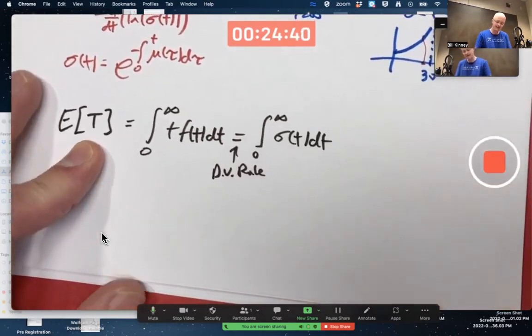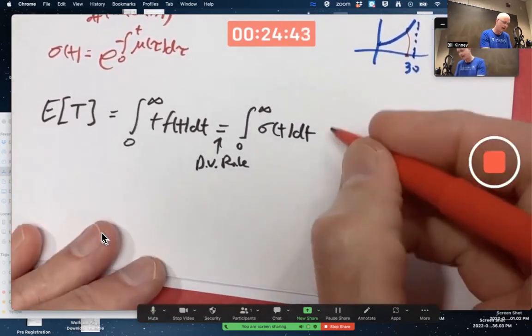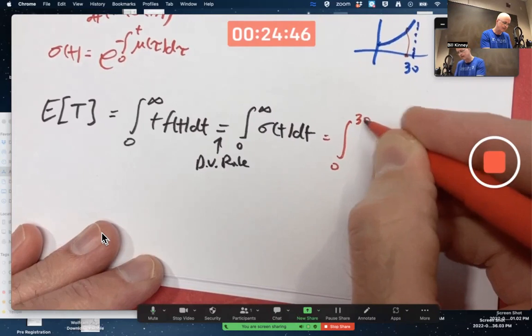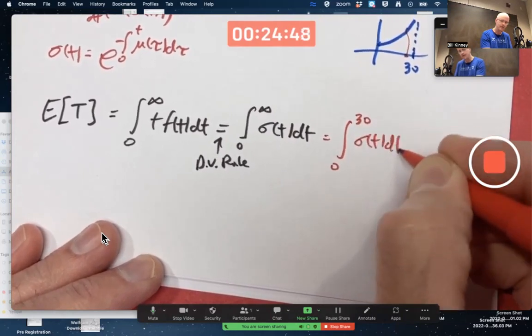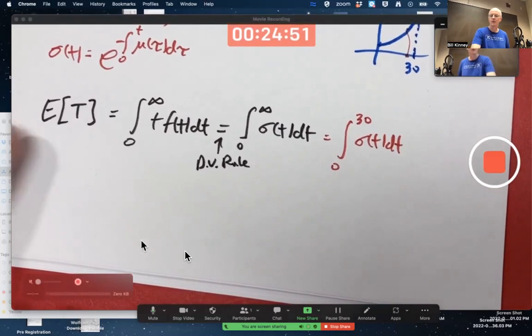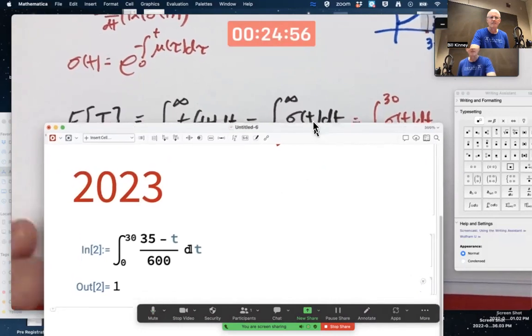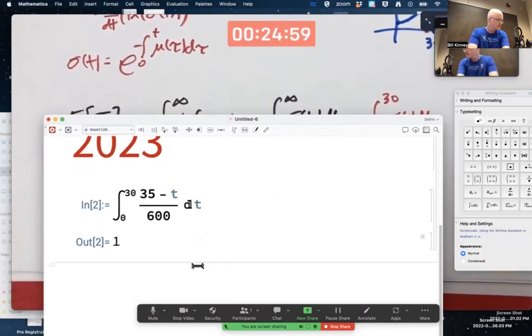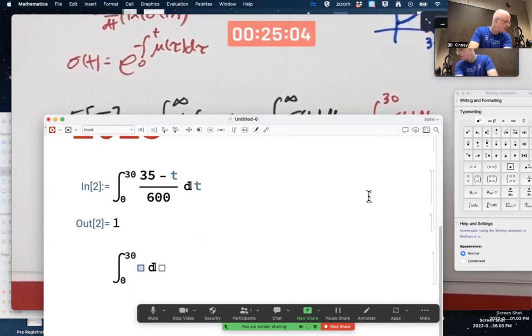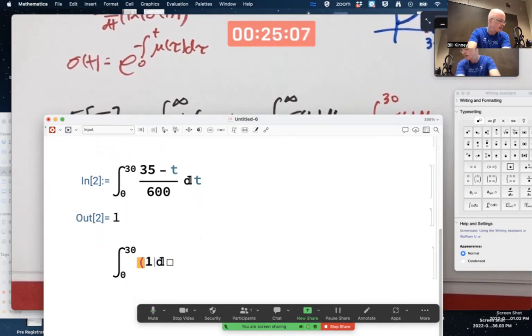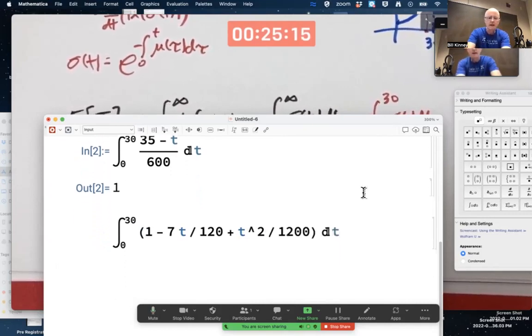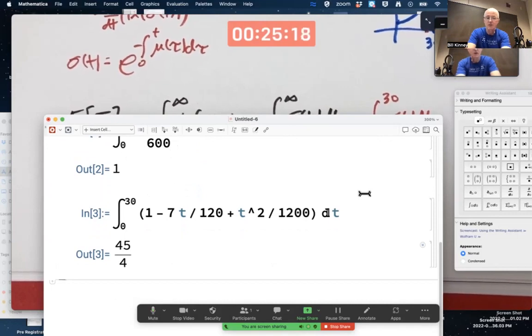And for the problem at hand, you can get away with an integral from 0 to 30, because the survival function's 0 after we reach 30. Let's go ahead and use Mathematica to see what you should have gotten for that. So integrate the survival function from 0 to 30. Survival function being, again, I'll write it in this form, 7t over 120 plus t squared over 1200. That should be the mean. 45/4 should be the same thing.